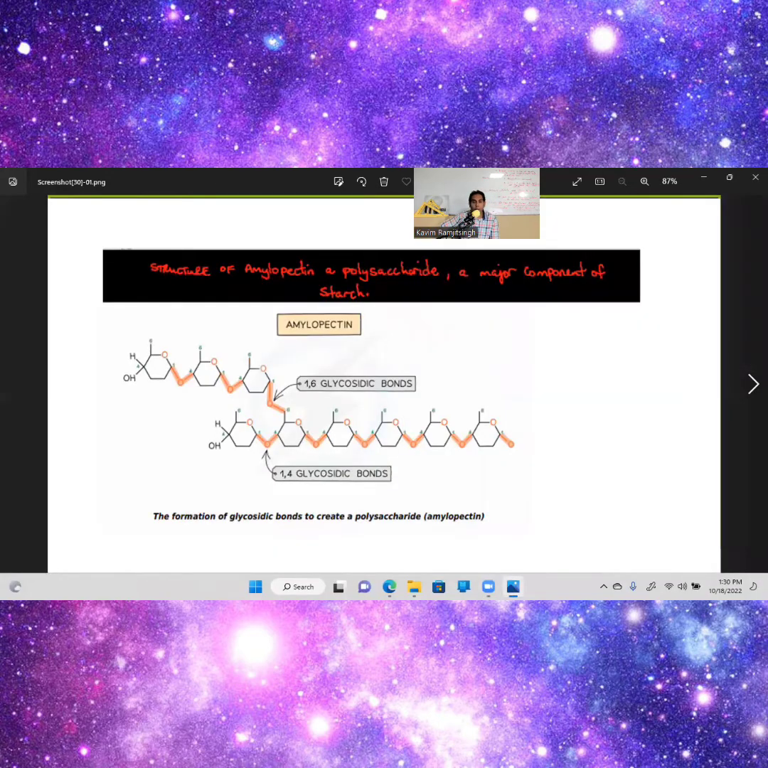This is the next example. This is the structure of amylopectin, a polysaccharide, a major component of starch, and you see the glycosidic bond there again, right? 1,6 glycosidic and a 1,4 glycosidic.